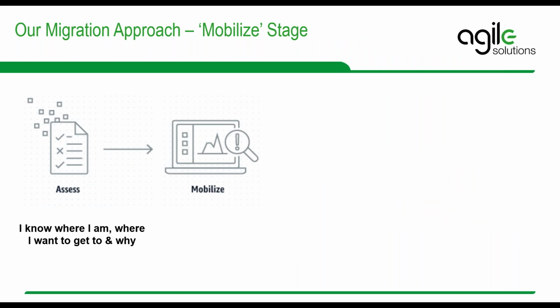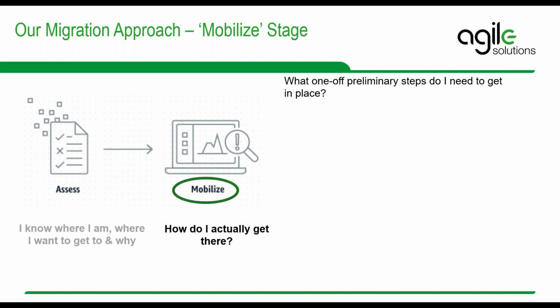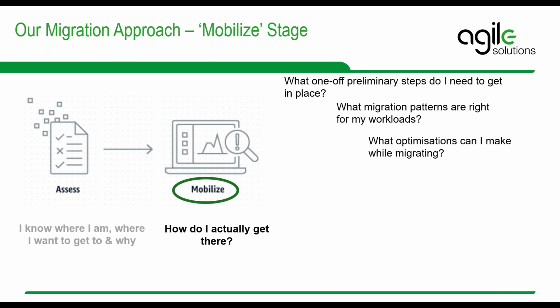Next stage is the Mobilized stage. So the first assessment stage has answered where I am and where I want to get to. The goal of the Mobilized stage is to put flesh on the bones of the migration so that we know how we're going to achieve our goals. This phase provides us with an opportunity to lay the foundation for tooling, process, and culture that will accelerate the migration at scale. So key questions are: what preliminary steps do I need to get put in place? What the migration patterns are applicable?